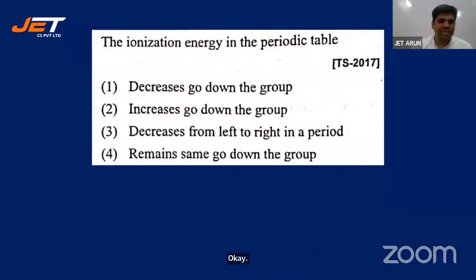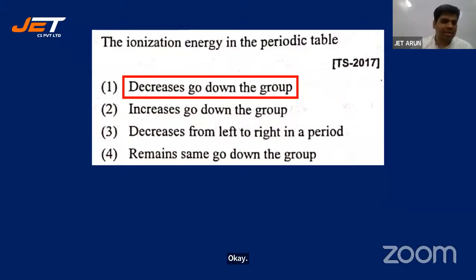All right. Let's see the answer. It's 1. In this case, not many have answered correctly. Most of you have answered 3. That's talking about the period. Ionization energy in the period increases from left to right, right? But the question says, as we go down the group, what happens to the ionization energy? All right, let's see the next one.